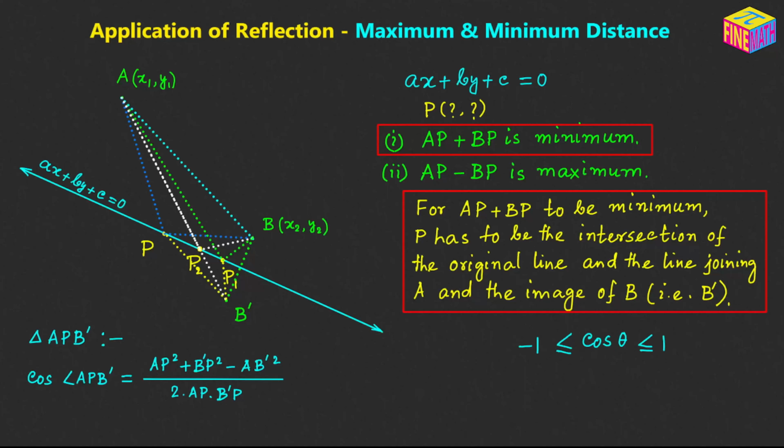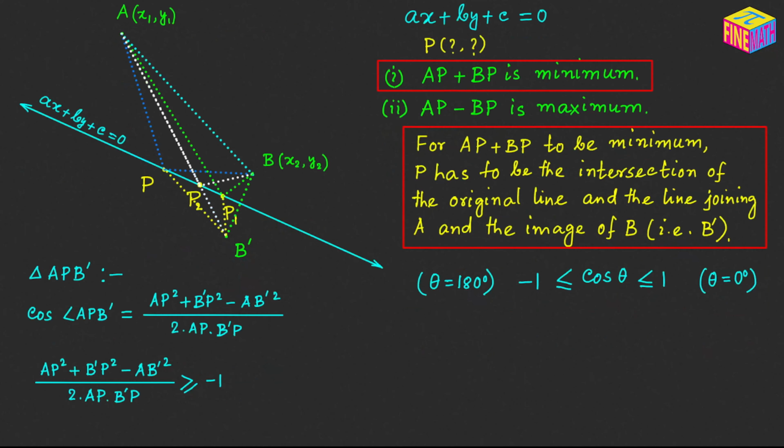Also, we know that the value of cosine of any angle is between -1 and +1. So we can write it as cosine of theta greater than or equal to -1 and less than or equal to +1. -1 happens when theta is equal to 180 degrees and +1 happens when theta is equal to 0 degrees. So here we know that we are trying to make the angle 180 degrees. So I am going to use that inequality where cosine of theta is greater than or equal to -1, and I am going to proceed with this inequality and see what we can find out.